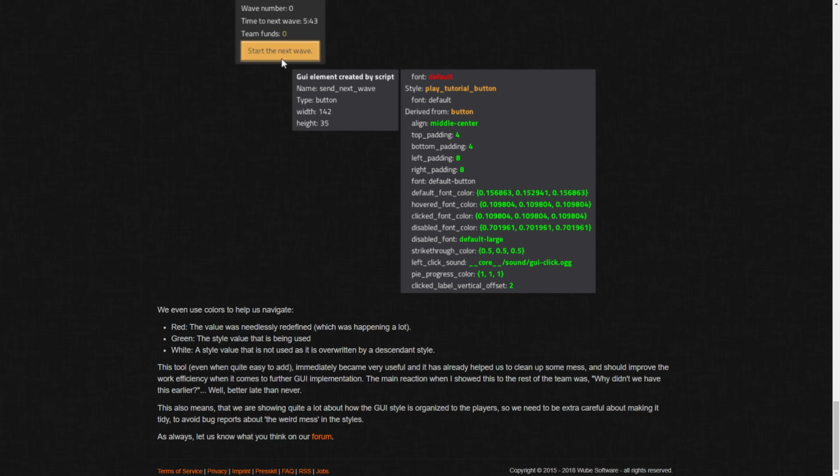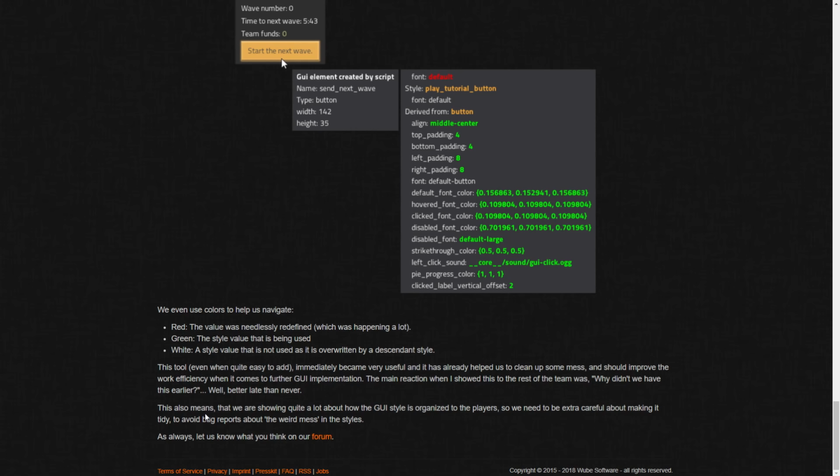So the tool immediately became very useful and has already helped us to clean up the mess and should improve the work efficiency when it comes to further GUI implementations. The main reaction when I showed this to the rest of the team was, why didn't we have this earlier? Well, better late than never. I feel like this question is very relevant for a lot of the game. Why didn't we have this earlier? Yeah, it seems like usually the answer is, well, we didn't think of it before. Yeah, exactly.